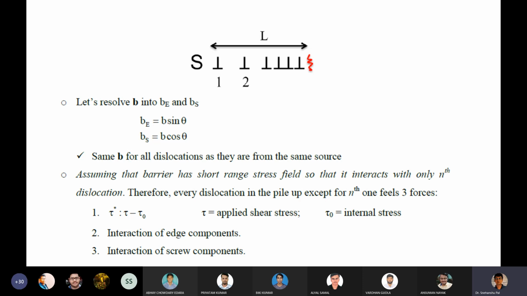Now you can assume that the barrier has a short-range stress field so that it interacts only with the nth dislocation. When you take that assumption, you can rightly go for the subsequent consideration. Therefore, every dislocation in the pile-up except the nth one feels three forces. What are those forces? One is the applied tau star, that is the difference between the applied shear stress and the internal stress. Then the interaction of the edge component, and the interaction of the screw component. It's very obvious.